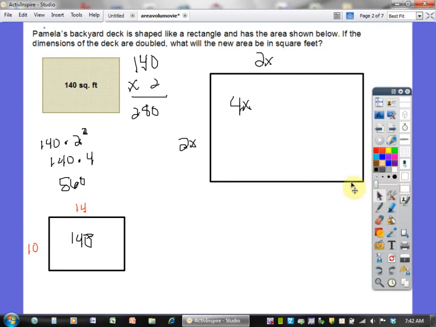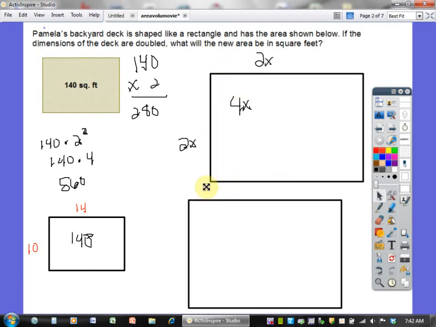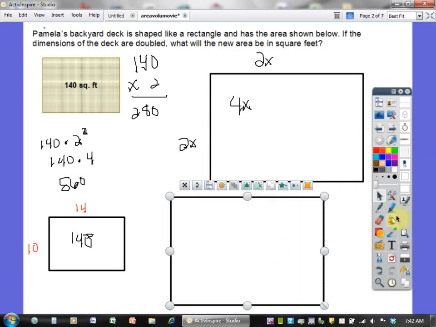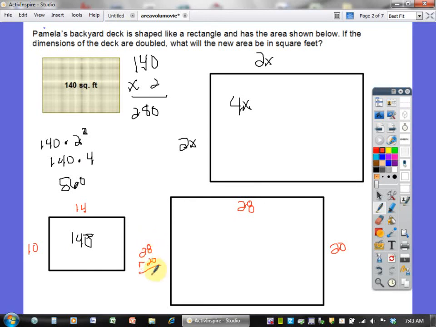Let me take this same rectangle, and let's say that this one is doubled. If we label those side lengths, we would see that instead of 10, this one would now be 20, and instead of 14, this one would be 28. Now to find the overall area of this rectangle, we would just multiply 28 times 20 and see that the area comes out to be 560.